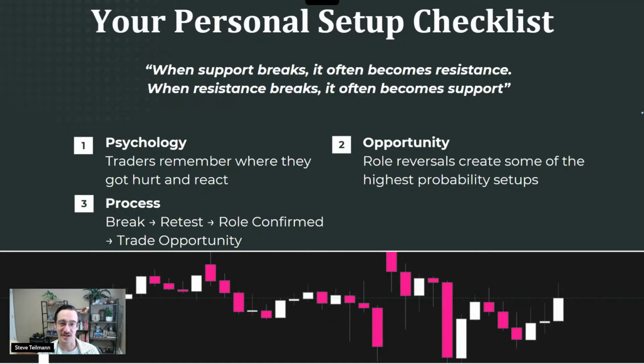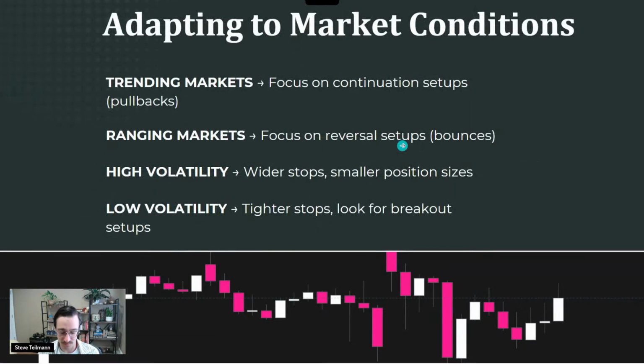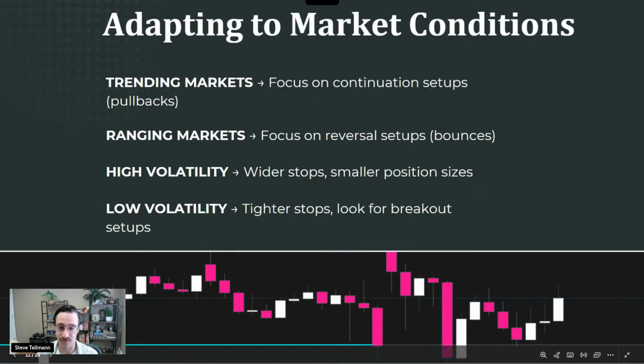So moving on to your personal setup checklist. Again, this is not the right draft. So I'm going to hop back into this here. I'm just going to talk to you here. So your personal setup checklist is going to be pretty simple.